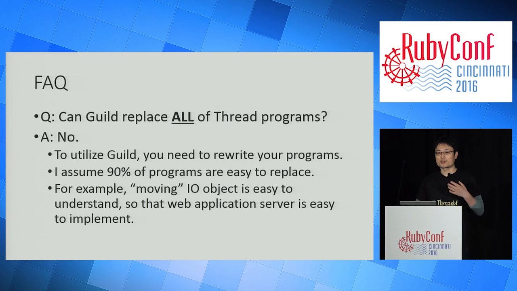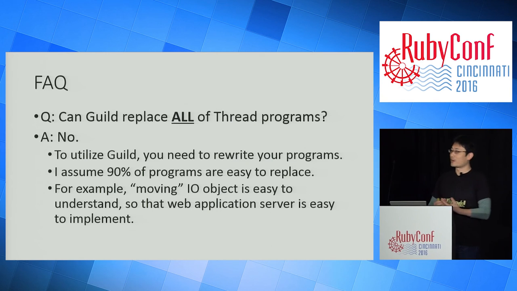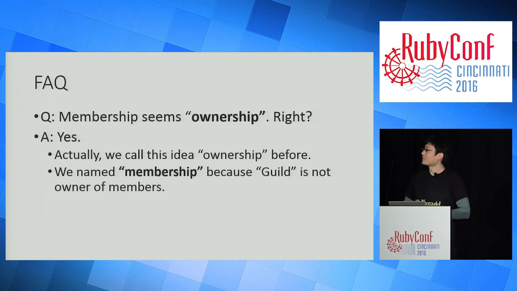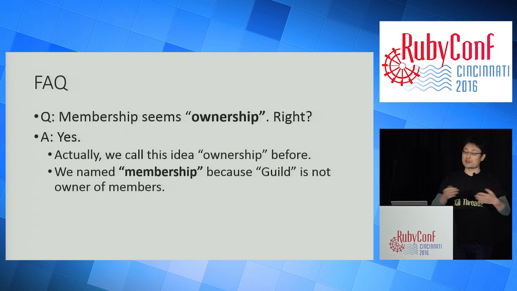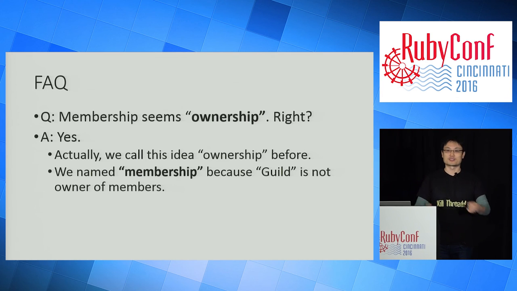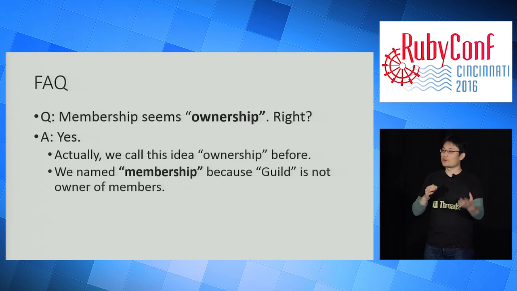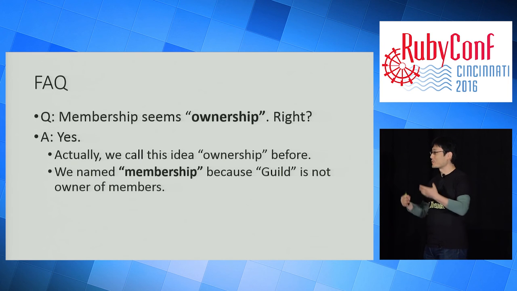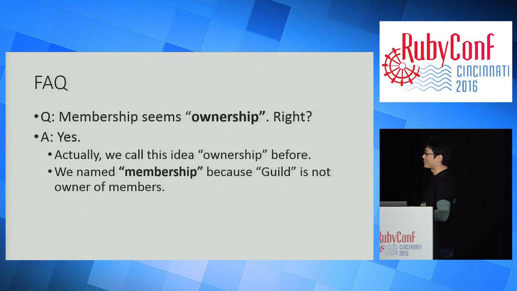For example, we can make a web application or web server using guilds because moving IO objects is very easy to implement. Some people say, oh, it is ownership. It is true. Actually, before we named them guilds, we called it an ownership model, but we renamed it membership because a guild is not an owner of objects, but an owner of members.